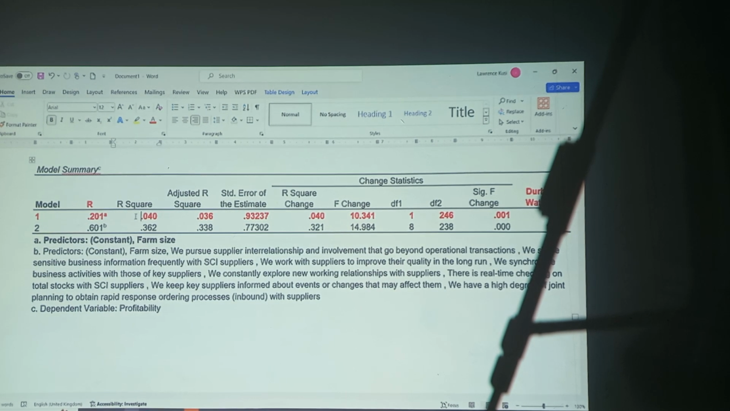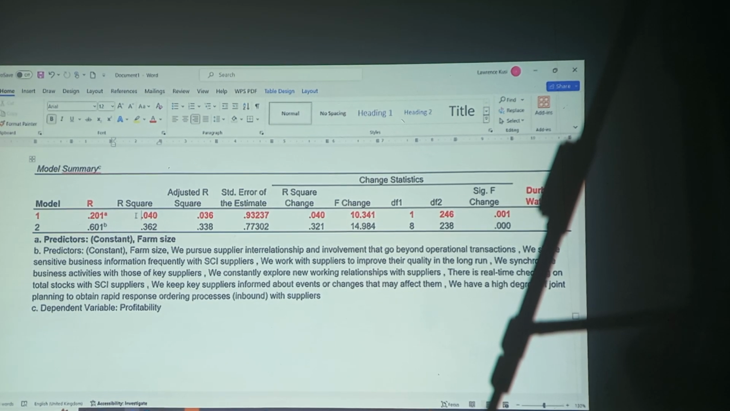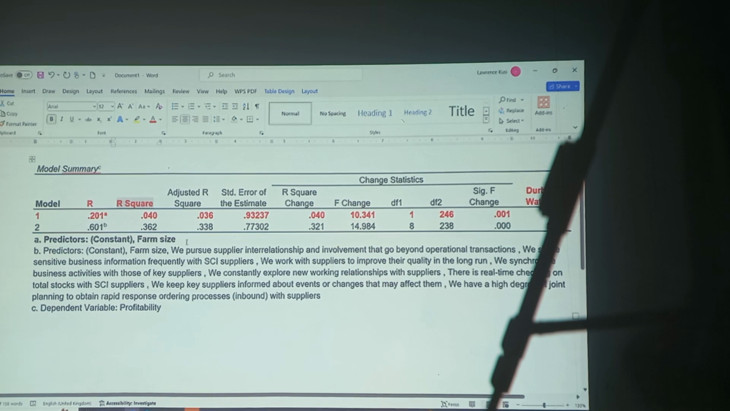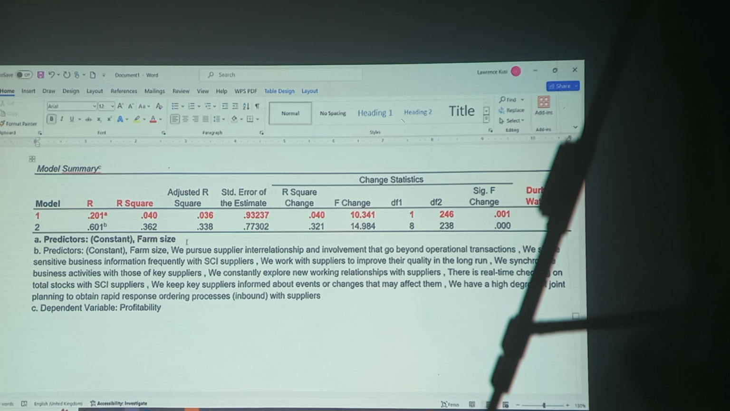So the R square, we normally express it as percentage. So we multiply it by what? By 100. Okay. So in this scenario, firm size alone can account for how much change in profitability. I'm talking about the R square. Okay, that is 4%. So firm size alone, given its constant, can account for 4%.